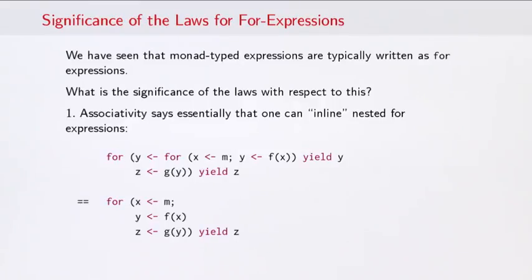What significance do they have for programming practice? Well, one answer to that is that they give a justification for certain refactorings of for expressions that are quite intuitive. The associative law says essentially that one can inline nested for expressions. So if I have a for expression like that, where the first generator is in turn a for expression, what I can do is inline the two generators here in one large for expression, and the result would always be the same, provided that the type in question satisfies the monad associativity law.